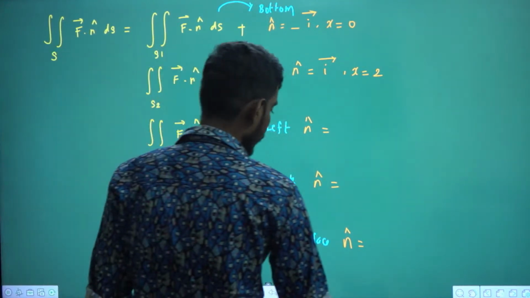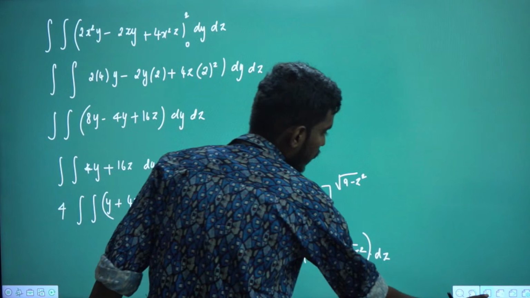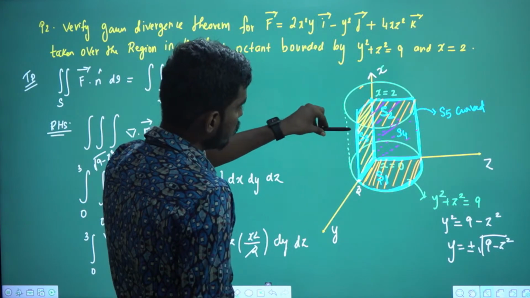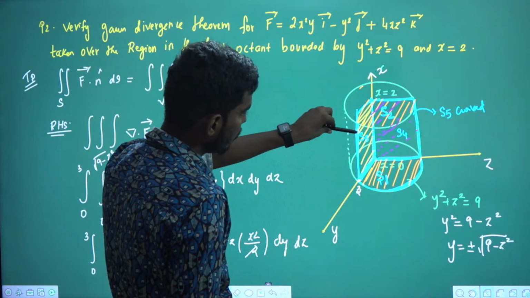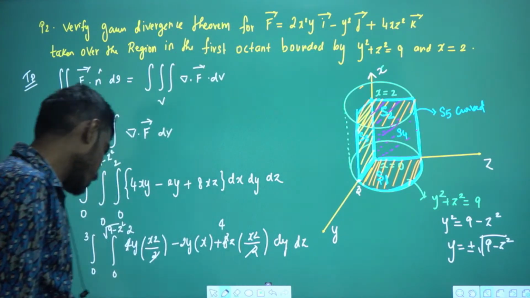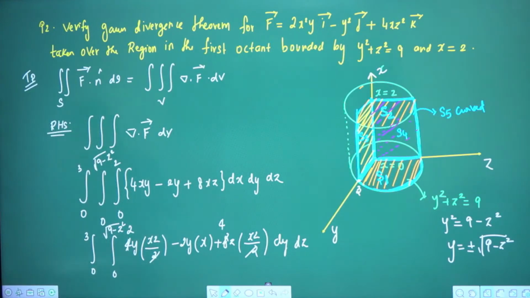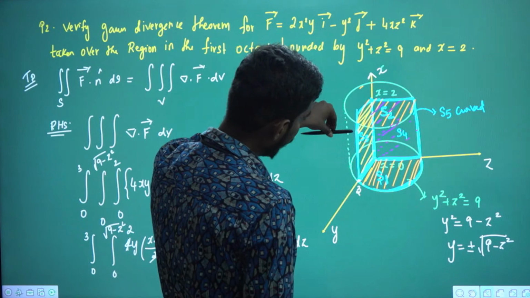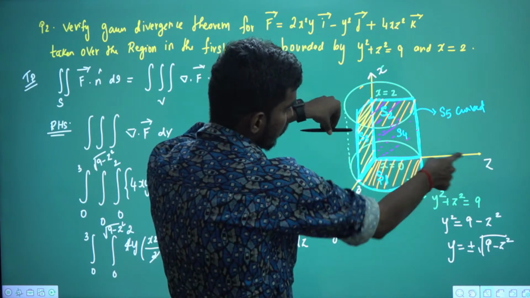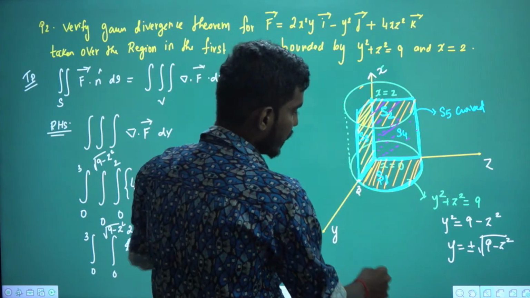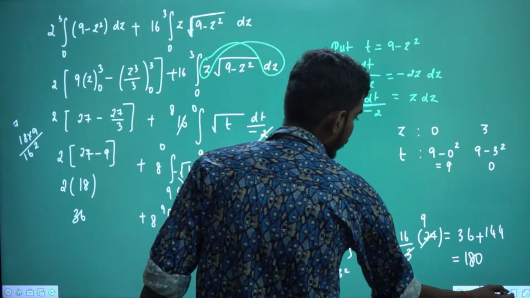Yes. Now for the left surface, what is your n cap? See, for your left, this is your n cap, this is your left surface. So n cap is this, which is opposite of the z axis. So your n cap will be minus k vector. For this left surface, this is your unit normal, parallel to the z axis, opposite direction. So it will be minus k vector.